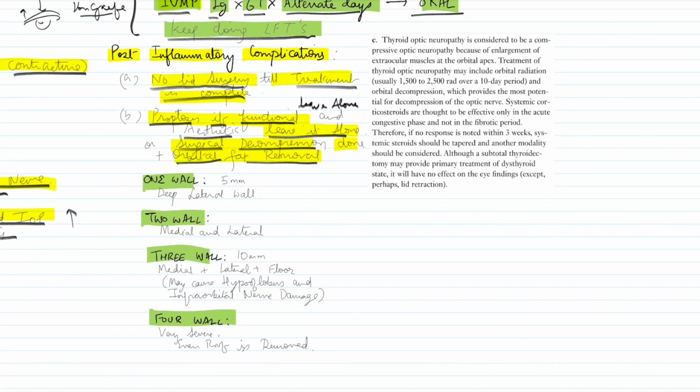Then surgical decompression can be done along with an orbital fat removal. So there are a few approaches through which you can go for a surgical decompression and an orbital fat removal. Now there are basically 4 techniques. The first one is the one wall technique, where you approach the orbital fat through the deep lateral wall.